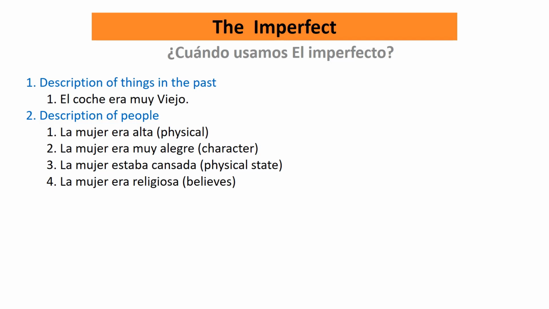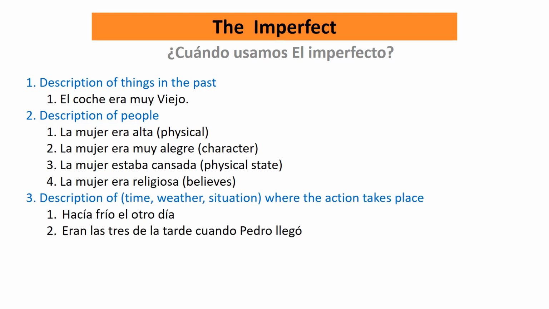The third one is la mujer estaba cansada. Here is the woman was tired. Here is describing her physical state. How is she feeling? And then number 4 is la mujer era religiosa. So it's describing a belief that this woman had. She was a religious woman. Okay.